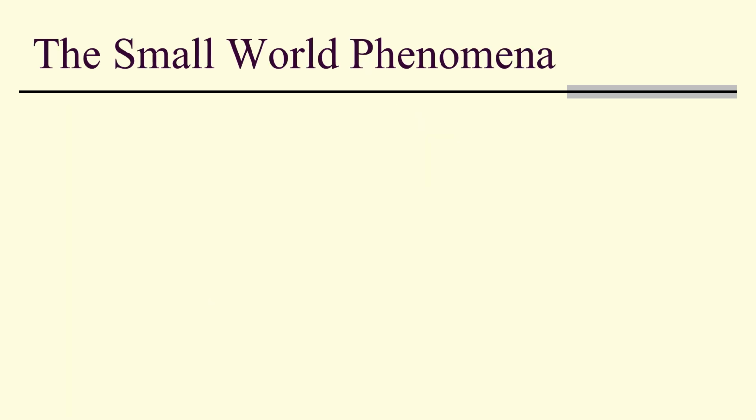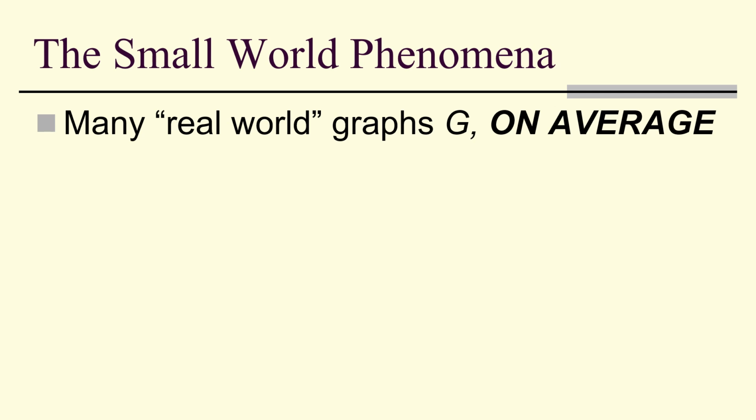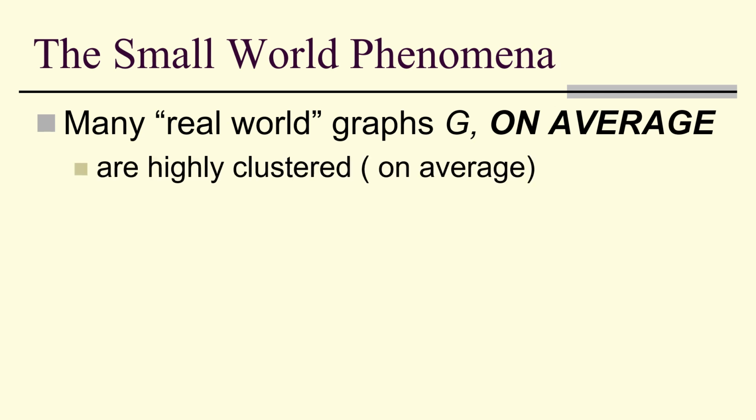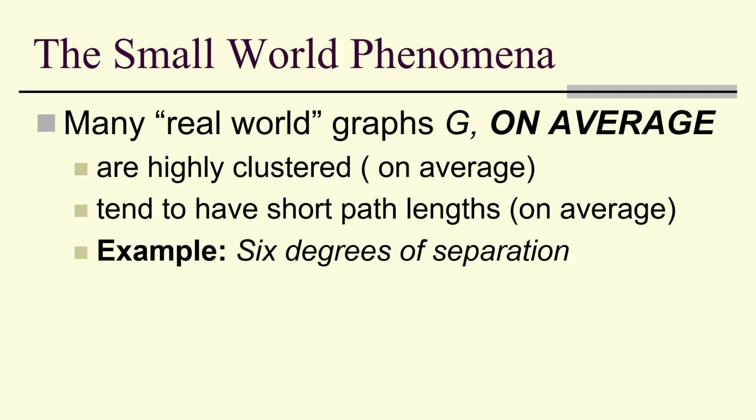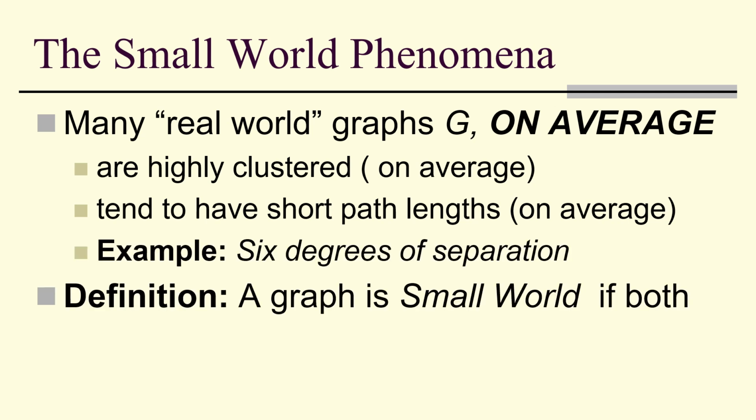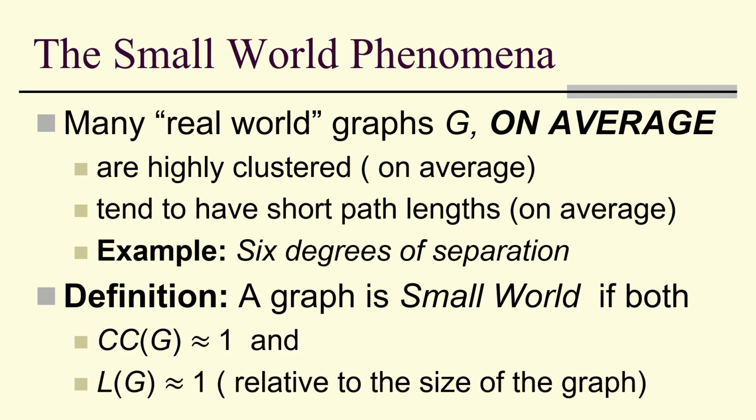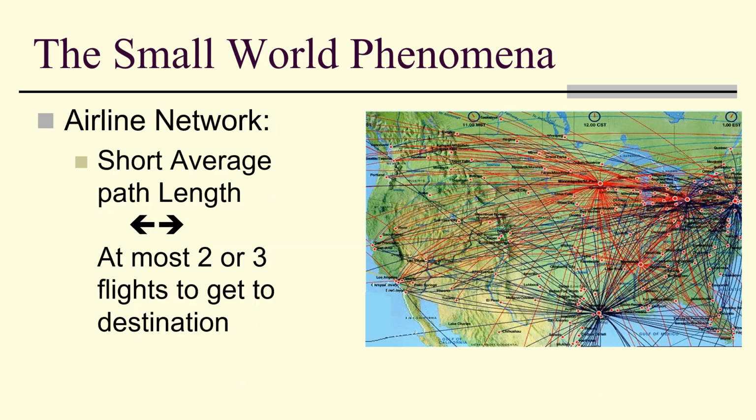So the small world phenomenon is that many real-world graphs G, on average, are highly clustered and tend to have short path lengths on average. That's sometimes called the 6 degrees of separation. A graph is small world rigorously if both the clustering coefficient is approximately 1 and the average path length is also approximately 1. High clustering, short distances.